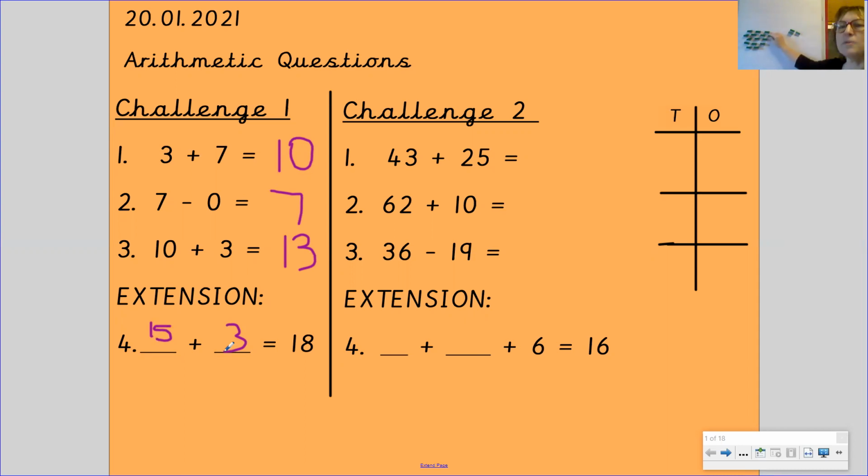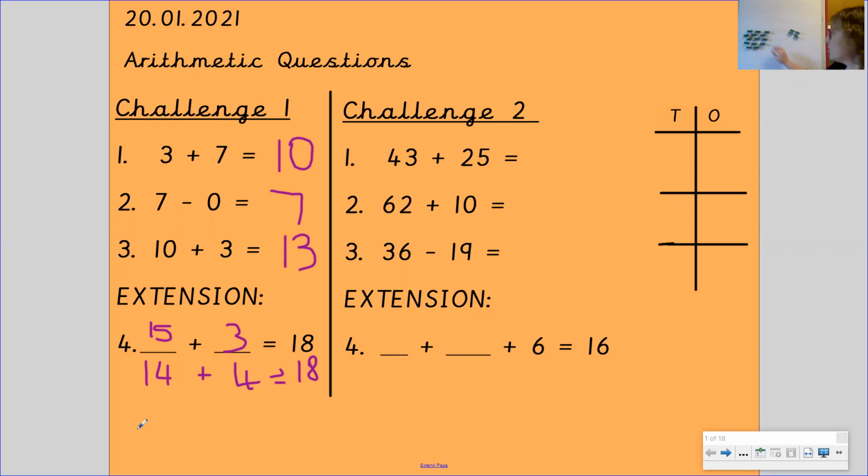Now I'm going to move another one from this pile here. I've just knocked another one off and put it into this pile. So now if I've taken one away from that pile, I've got 14 in that pile. And now I've moved it over here, so I've now got 1, 2, 3, 4 in that pile. So 14 add 4 equals 18.